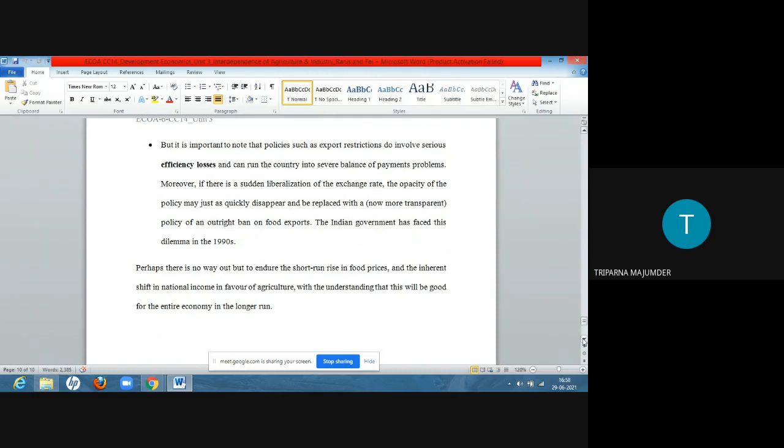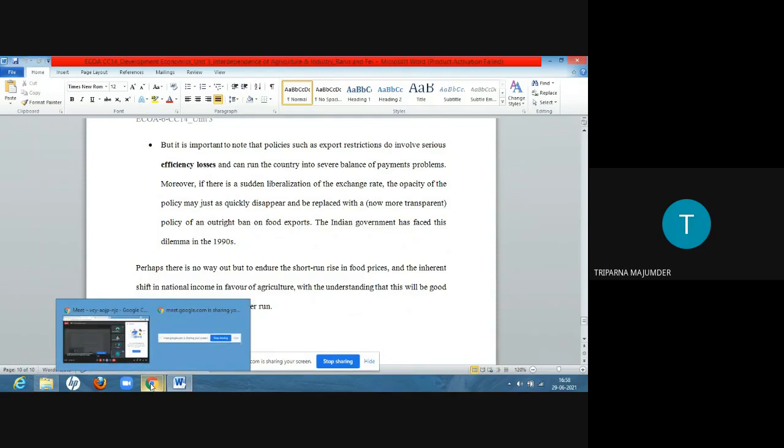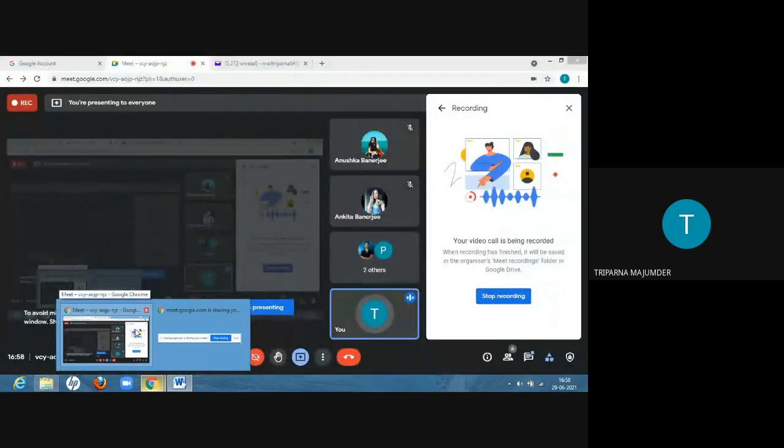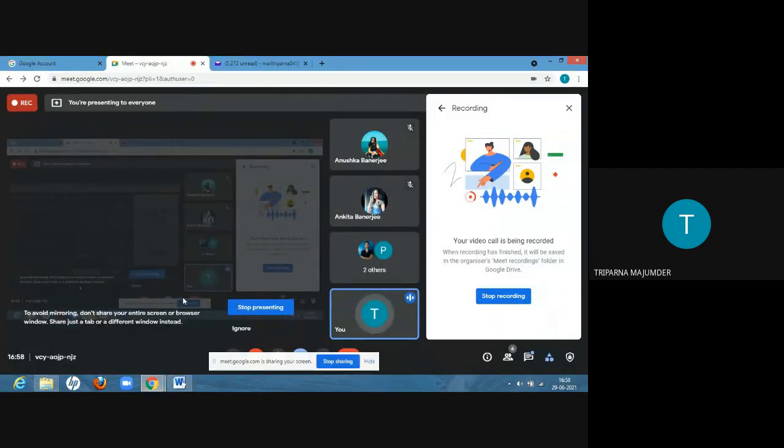So here we come to the end of our discussion of the Ranis-Fei model, which may be called the Lewis-Ranis-Fei model. Here we have discussed the model and raised some policy issues. Do you have any questions?